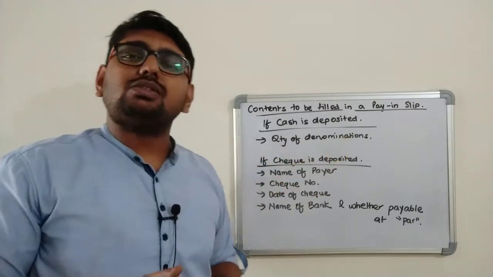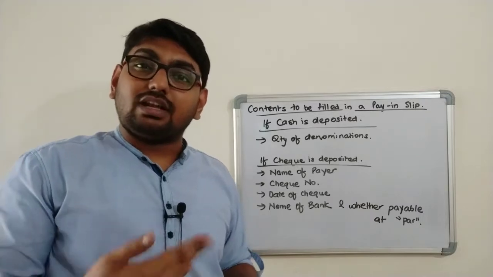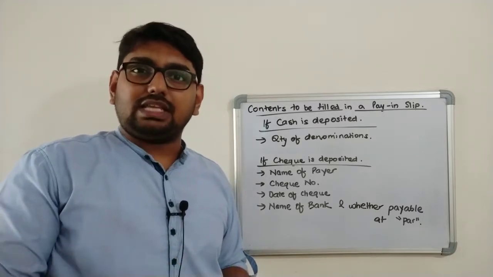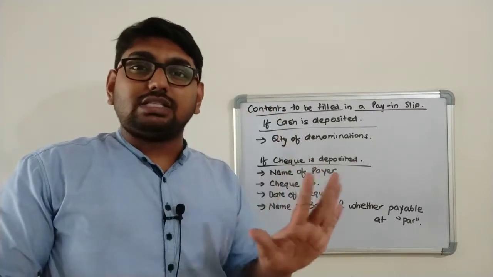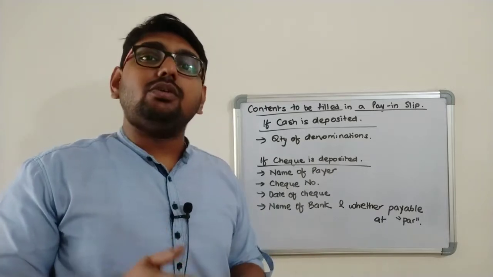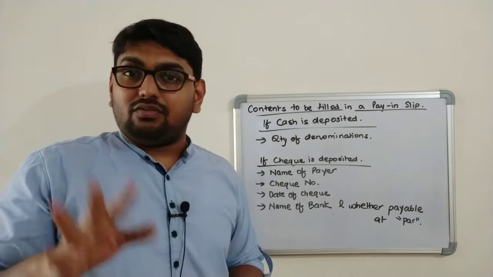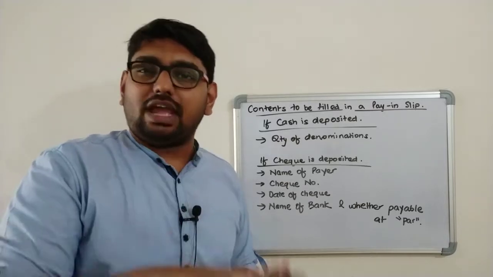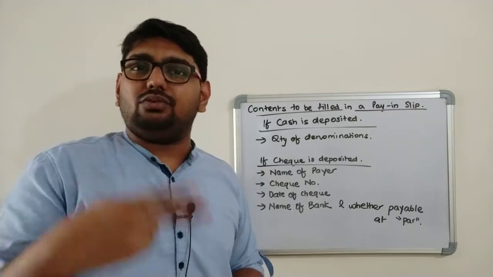denominations. Now what does quantity of denominations mean? You are supposed to write the number of currencies that you are giving. For example, if you are giving 5 notes of 2000 rupees, then you are supposed to write 5 beside the 2000 column. So you are supposed to give quantities of all the currencies that you are giving. For example, my amount has 5 notes of 2000, 2 notes of 100, 1 note of 20, 1 note of 10.